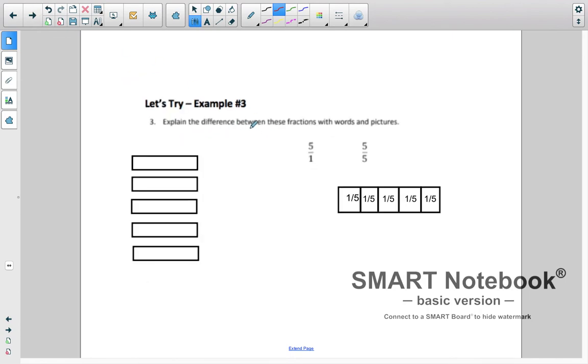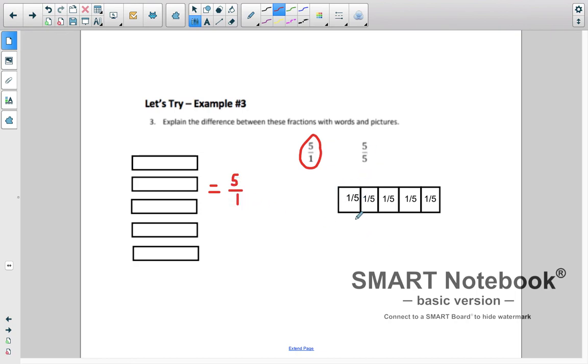Alright, so this is now our chance to figure it out. So let's explain the difference between these fractions with words and pictures. So I first drew 5 over 1. I made 5 copies of a rectangle, and it equals 1 whole. So you can see that it's not split up. So I made 5 copies of 1 whole, so that equals 5 over 1.